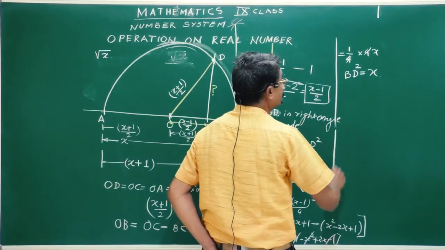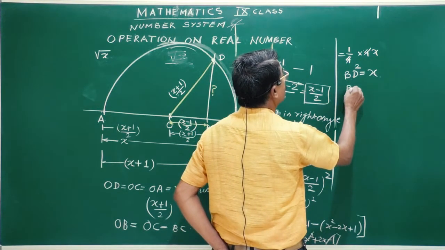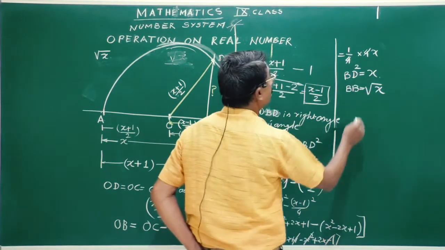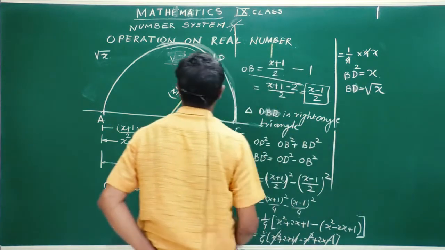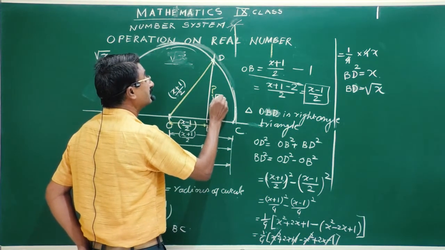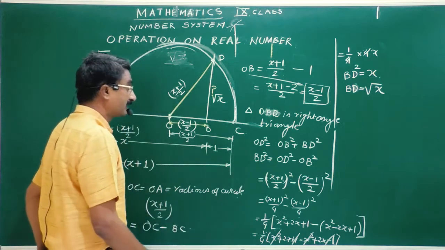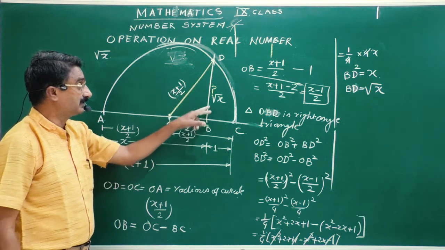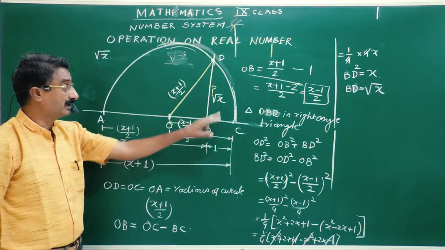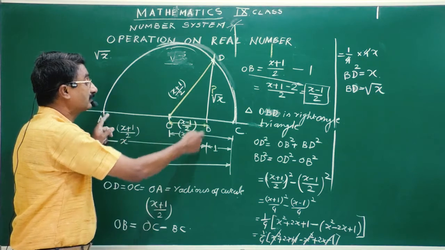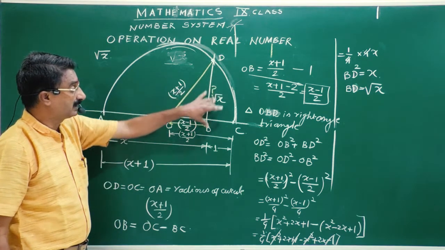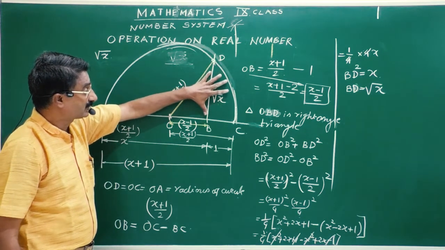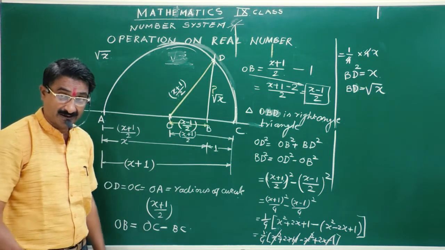So BD square is equal to x. So BD is equal to under root x. So what we need is this value, under root x. So this is the proof of how to find this BD distance, or how we are getting the value under root x. If we are taking AB is equal to x, this perpendicular height at point B, which is intersecting this semicircle at point D, this distance is equal to under root x.